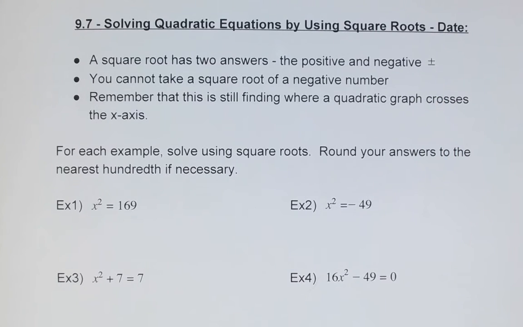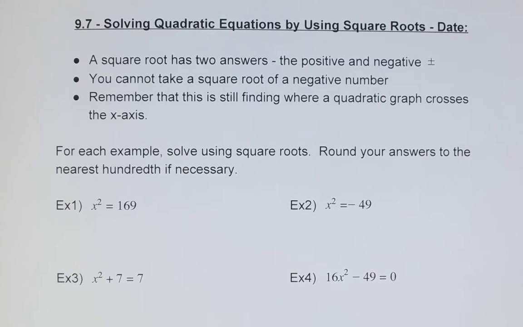You also need to remember that you can't take the square root of a negative. You will do that in Algebra 2. And then also that this whole thing, we're still finding the zeros, or where the graph crosses the x-axis. That's the whole goal here. So don't forget that this still relates to the graphs that we've been working on this whole unit.